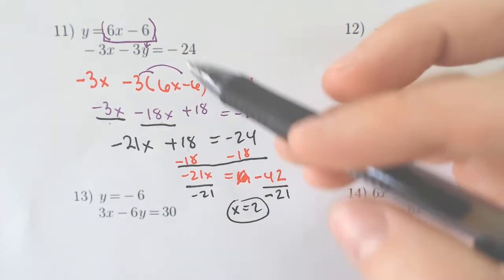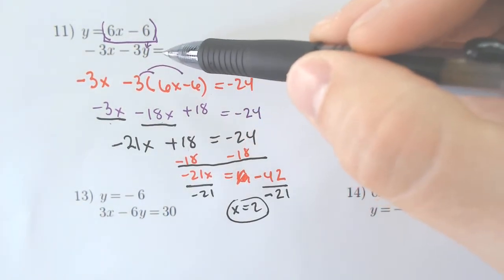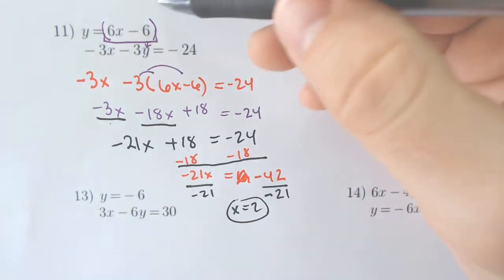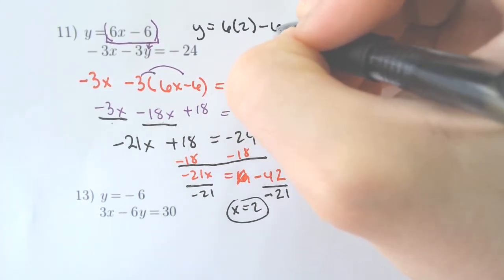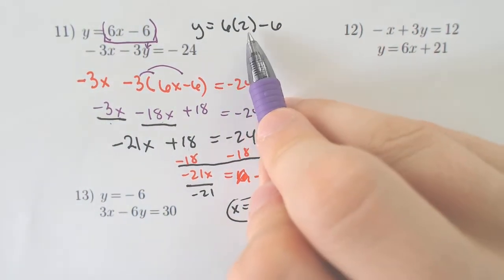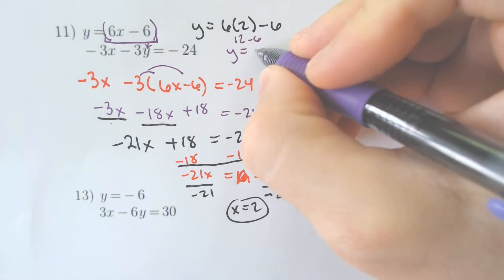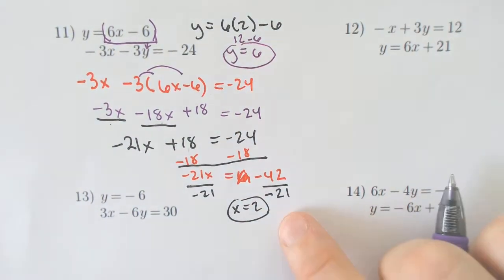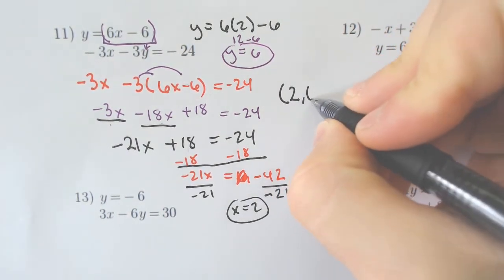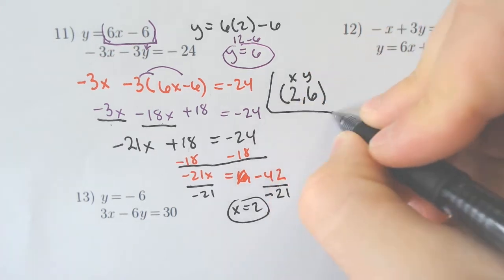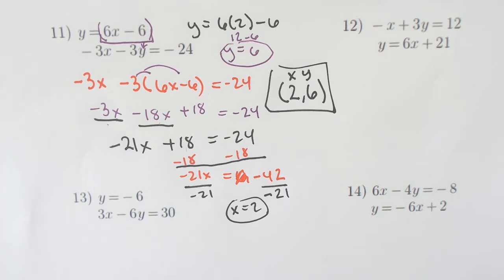If x is equal to 2, then you get to pick whichever equation you want to plug it back into, and I really like the top equation. I don't really like the bottom equation, so I'm going to plug in the 2 for x, not for y, into that top equation. 6 times 2 minus 6 is equal to 12 minus 6, which is 6. So we have our x, we have our y, we have to finalize our answer as a coordinate point, x comma y, 2 comma 6.